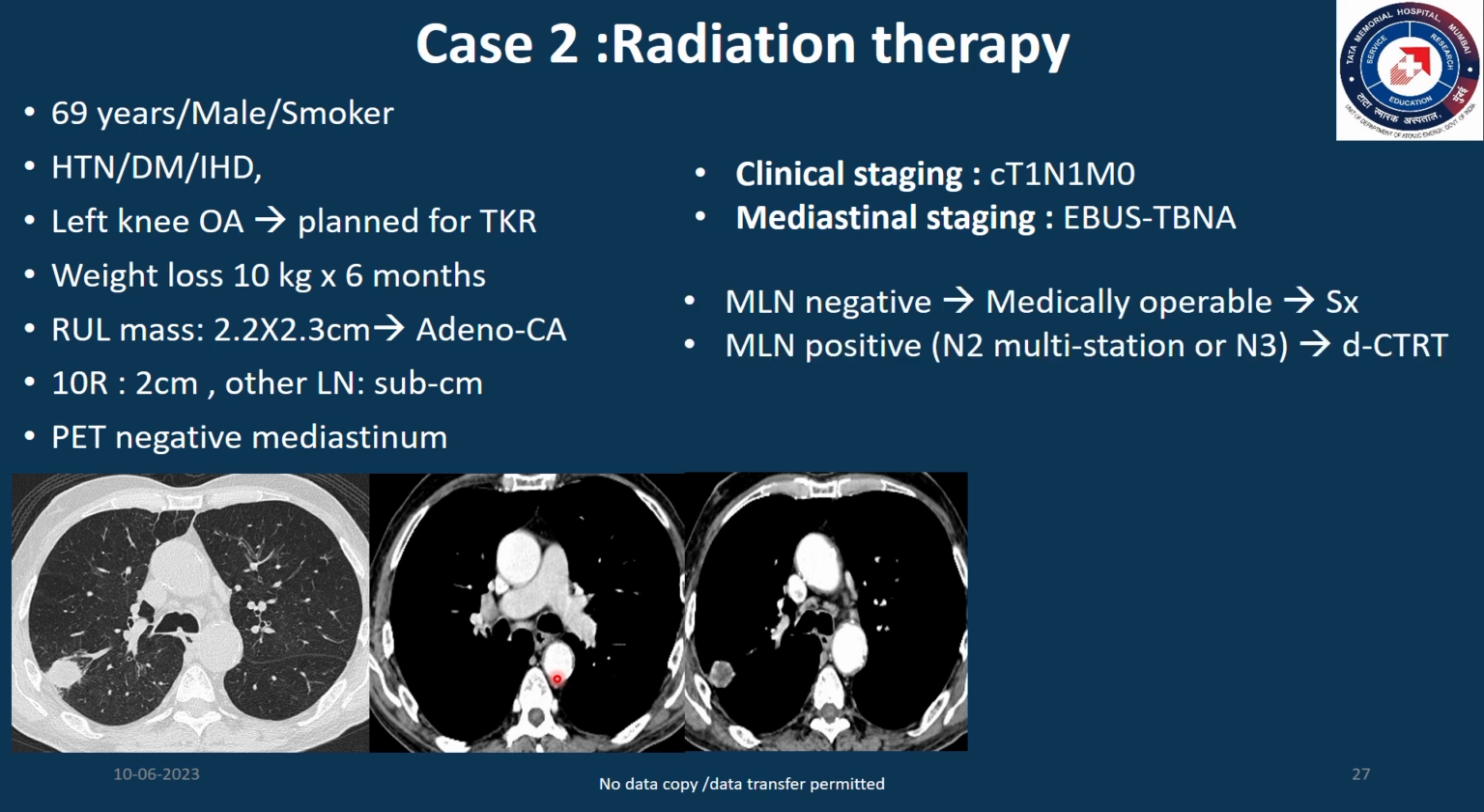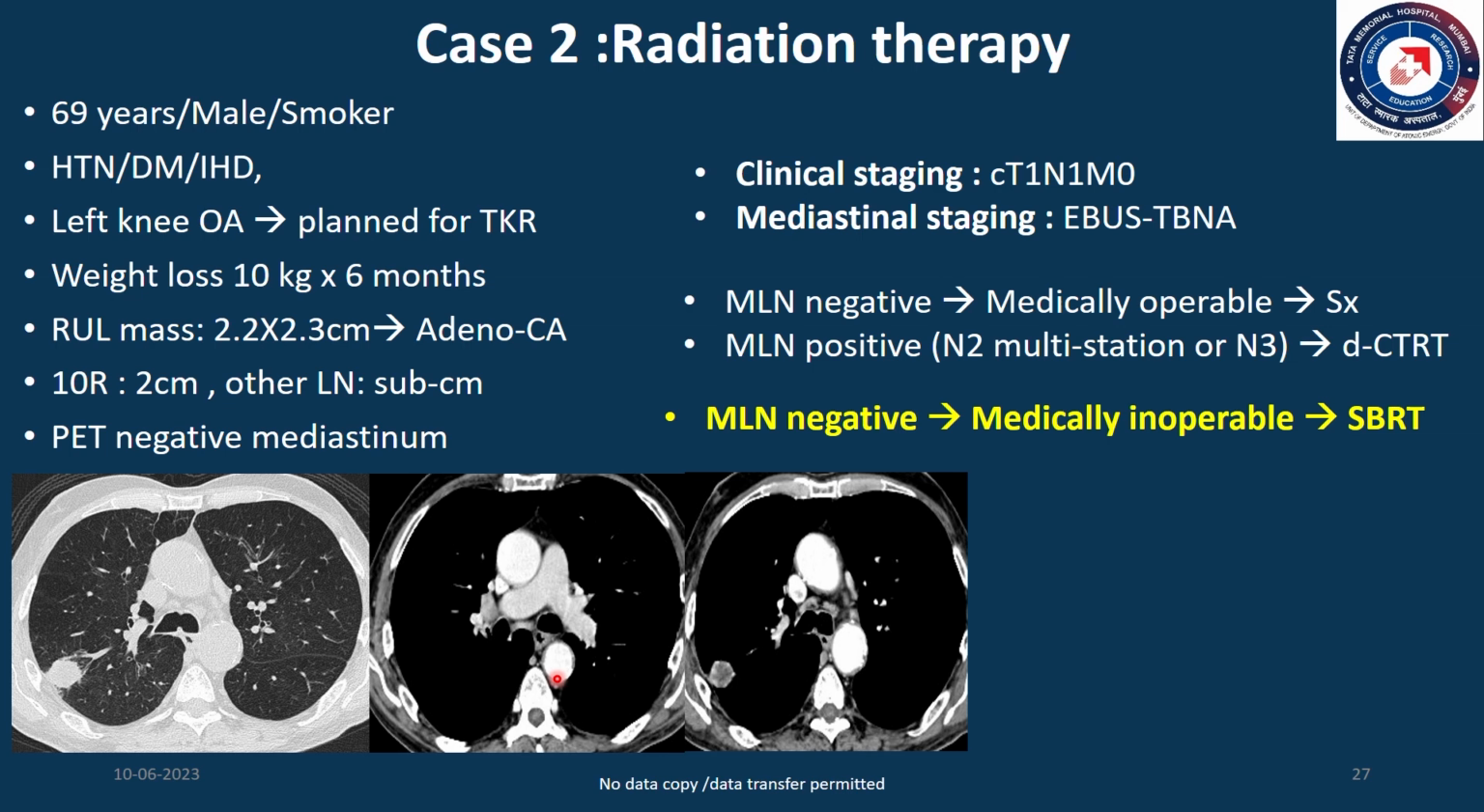And suppose the mediastinal lymph node comes positive and this patient becomes medically operable, meaning the patient is fit for surgery, then you go for surgery. If the nodes come positive and multi-station N2 comes positive, no question of surgery, definitive CTRT. If in this patient the nodes came negative, but the patient was medically inoperable in terms of multiple comorbidities and his age, this patient was subjected to SBRT.